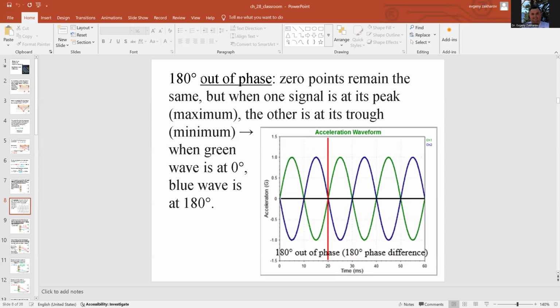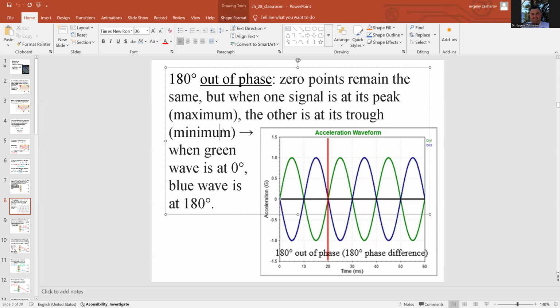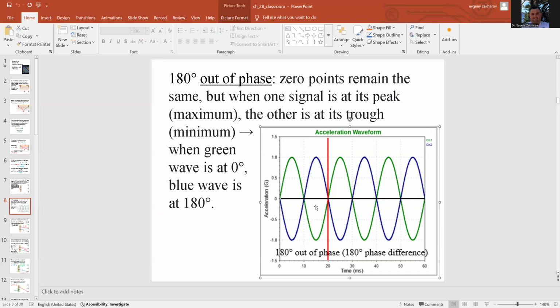So the keyword is out of phase. That means that one signal is at its peak and the other one is at its trough. So those are the keywords for maximum and minimum. So peak is the maximum, trough is the minimum. And here is a diagram from the book that shows you how the two waves interfere with being out of phase, the 180 degrees, if you will. This is your phase difference. Sometimes you will hear the word phase difference instead of out of phase. Those are the same statements.